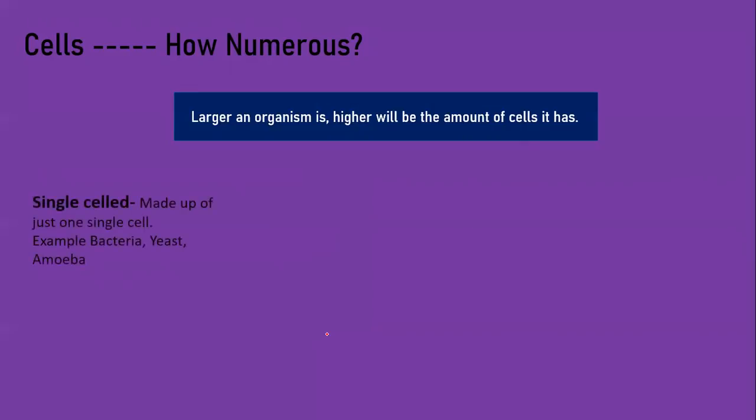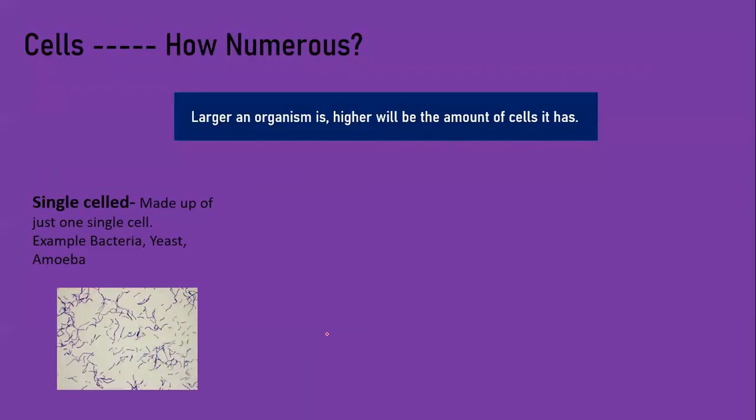Here we can see about a single cell. These are the kind of organisms that are made up of a single cell, like bacteria, yeast, or amoeba. You can see the picture of bacteria over here. This is a single cell. This is a single cell. So these are all single cells.